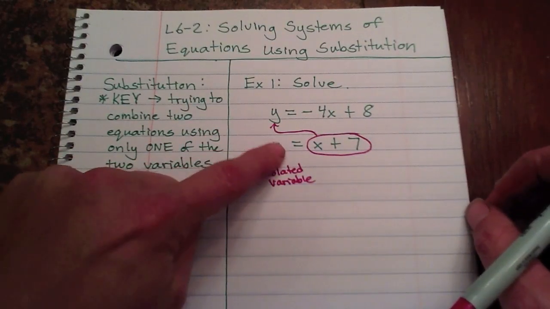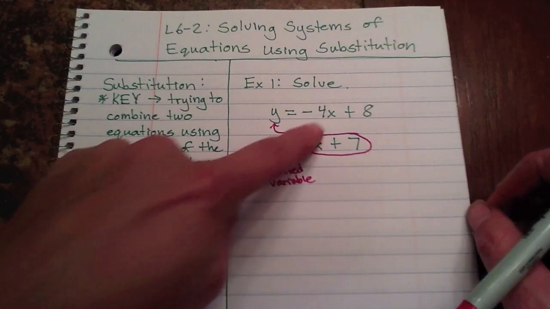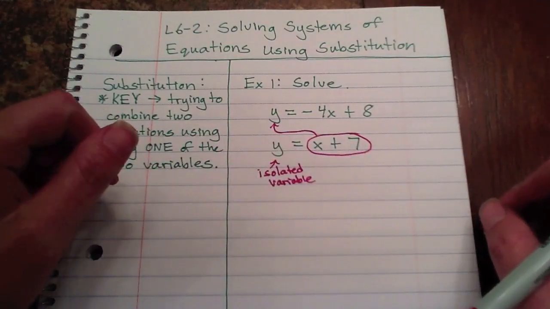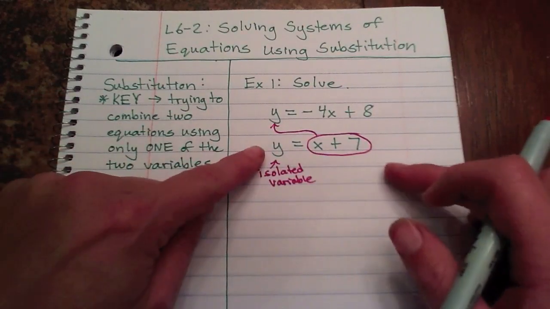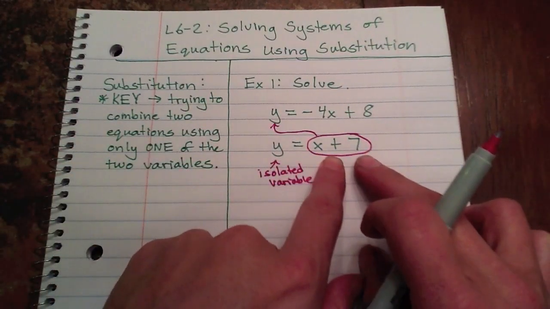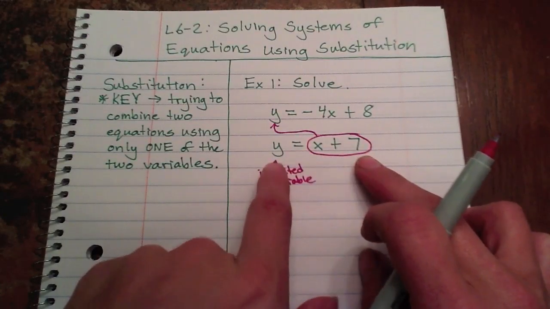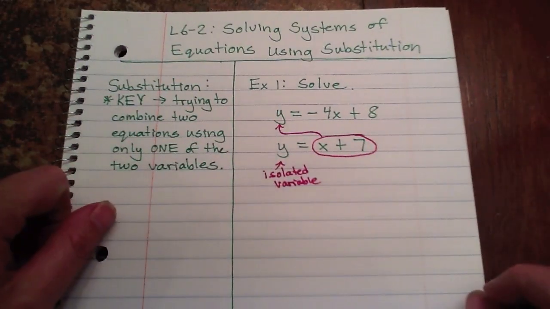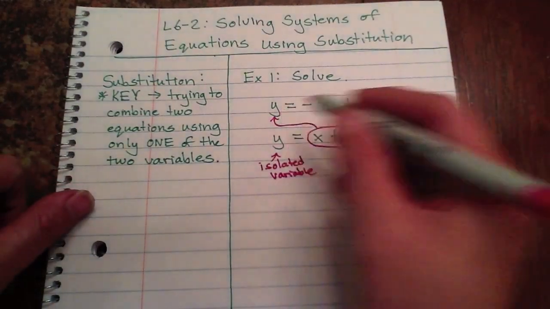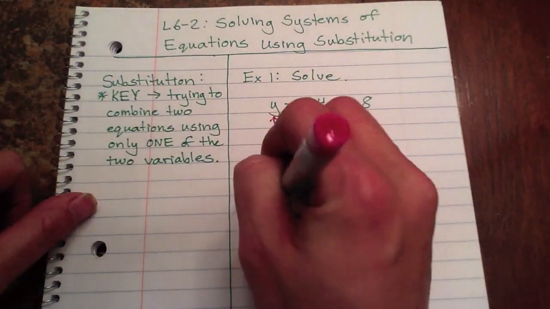Common mistake is kids want to plug this in here or here, and then they get confused because they still have two variables and they're not sure what to do. So just make sure this is my isolated variable. That is equal to it. I'm plugging it in for the isolated variable in the other equation. And then once I rewrite it, it looks like this. So instead of a y, I have x plus 7.